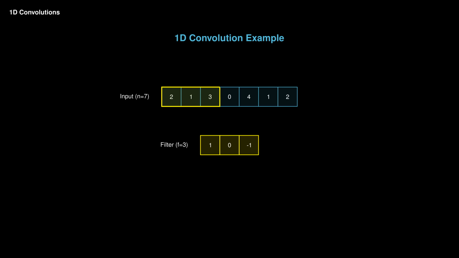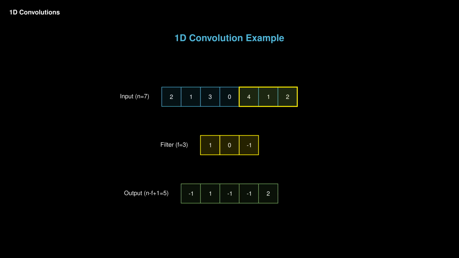Here is a concrete example. Input, a sequence of 7 values. Filter of length 3. Place the filter at position 1. Multiply element-wise and sum. Slide 1 step. Repeat. We get 5 output values. Exactly n minus f plus 1 equals 7 minus 3 plus 1 equals 5.